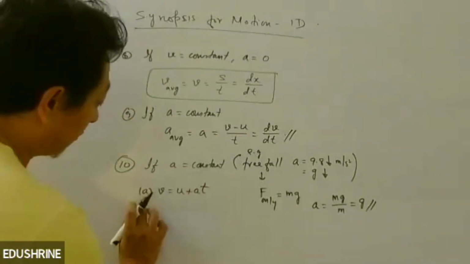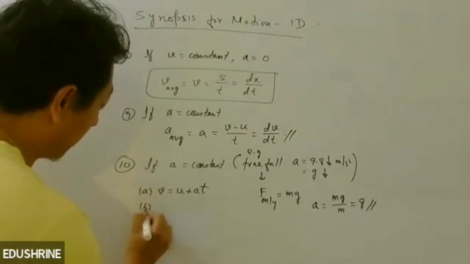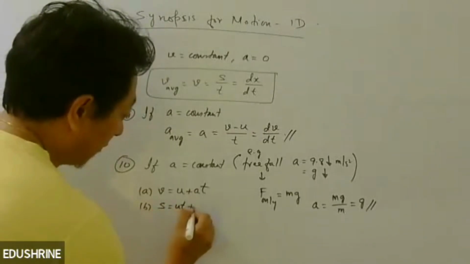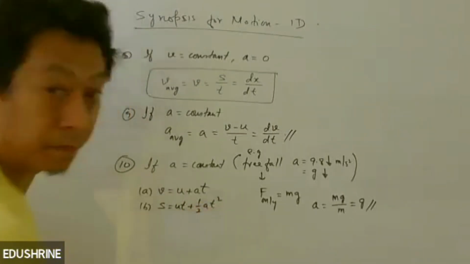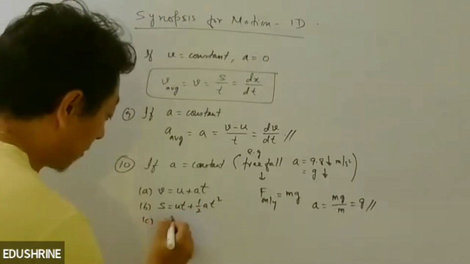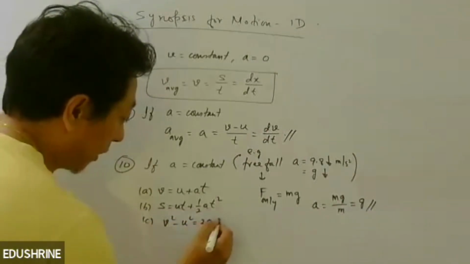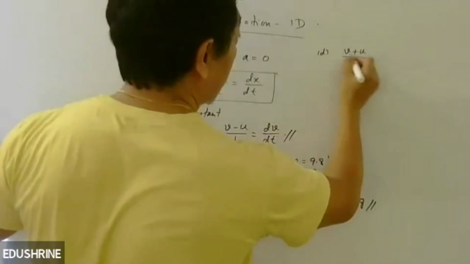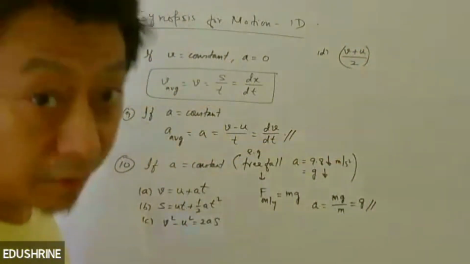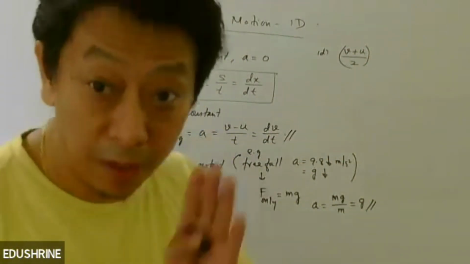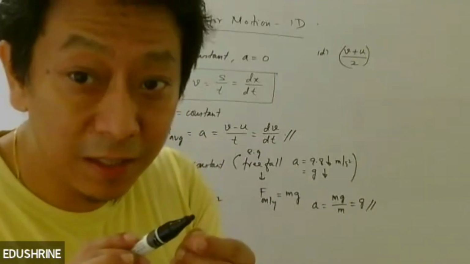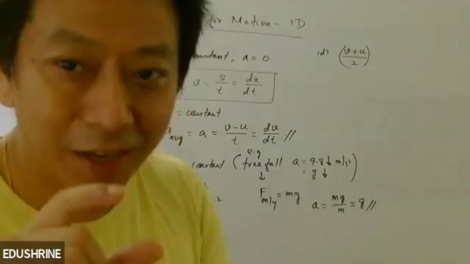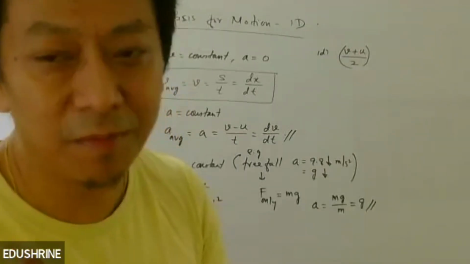So if A is constant, the first equation is V equals U plus AT. Then S equals UT plus half AT square. Then V square minus U square equals 2AS. The fourth one is V plus U by 2. This is your what velocity? Average velocity, because A is constant. If A is constant, your velocity will increase uniformly. Velocity will increase uniformly means every second the change in velocity will be the same.